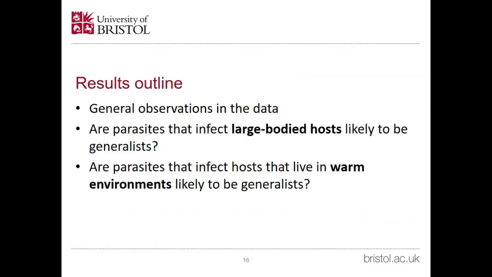So for the results, again, first I'll just show you a little bit of what we found in the data and then come back to these two questions: whether large body hosts are more likely to have generalist parasite species, and warm environments.